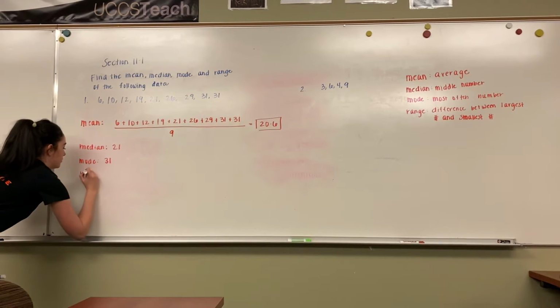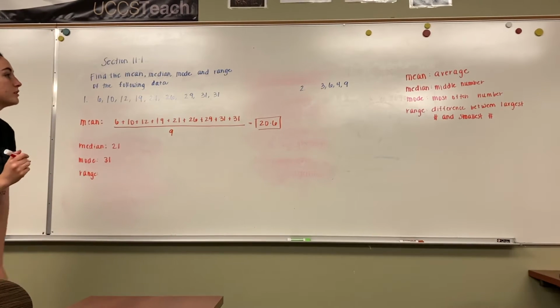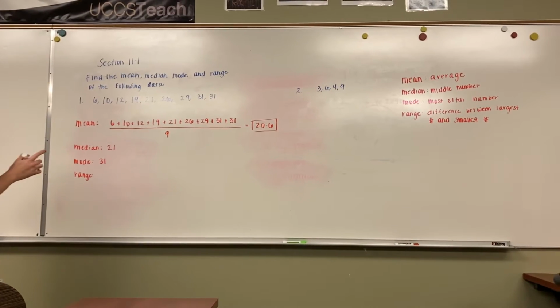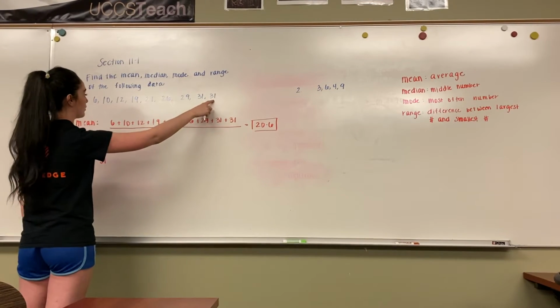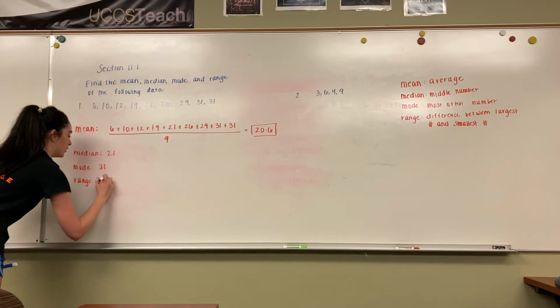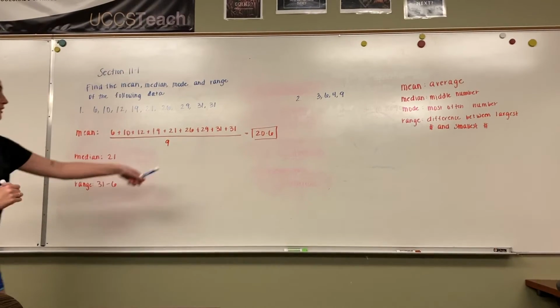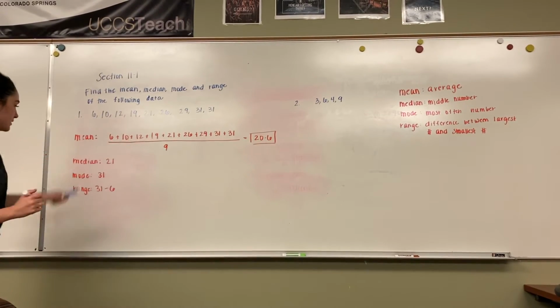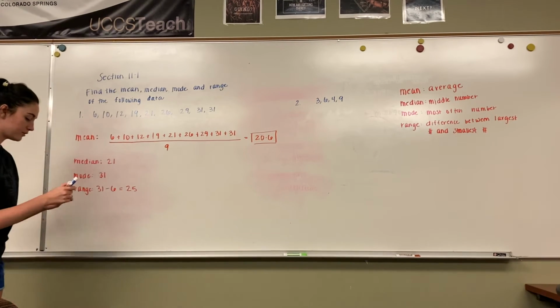And range, difference between the largest number and the smallest number. So what's our largest number? Our largest number is 31. So the difference between 31 and 6 means we're just going to take 31 minus 6. Remember, difference means subtract. Difference between 31 and 6 is 25. So 25 is our range.